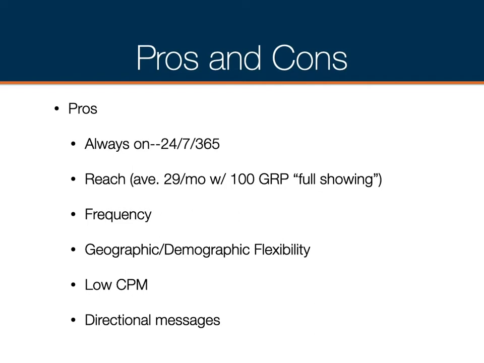If you buy a 100 GRP, which would be considered a full showing in a particular market, the average reach for that is about one per person per month. That's simply a function of the fact that we tend to travel the same routes over and over and over. So if you buy a 100 GRP, statistically you're going to get everybody in that market, and they're going to see that same ad over and over and over again.